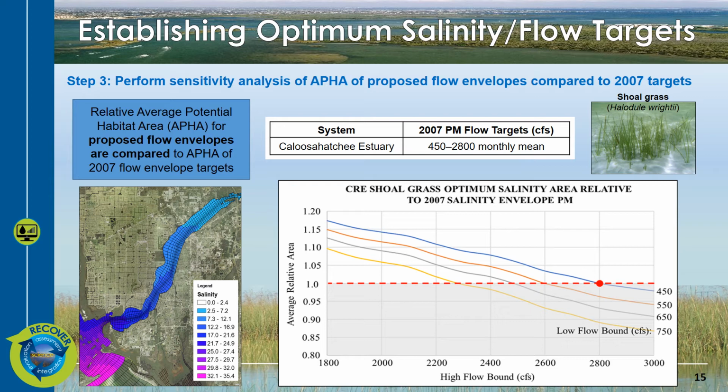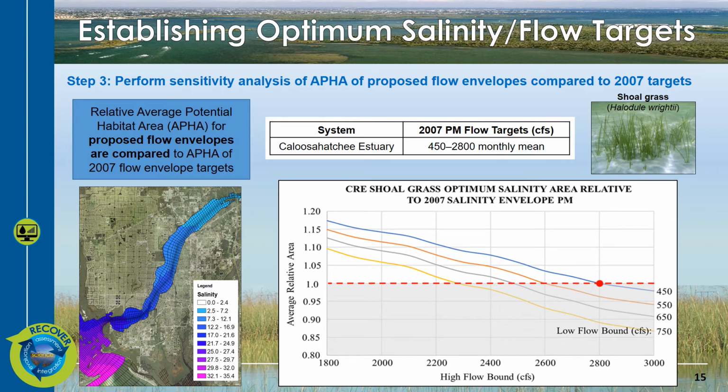At this location on the y-axis, we have one, with the other flow envelopes measured relative to that performance. The y-axis above 1 is in 5% increments better than the 2007 target, while those below 1 are in 5% increments worse than the 2007 target in total area, where the optimum salinity is 15 to 45 for shoal grass for a 14-day period.